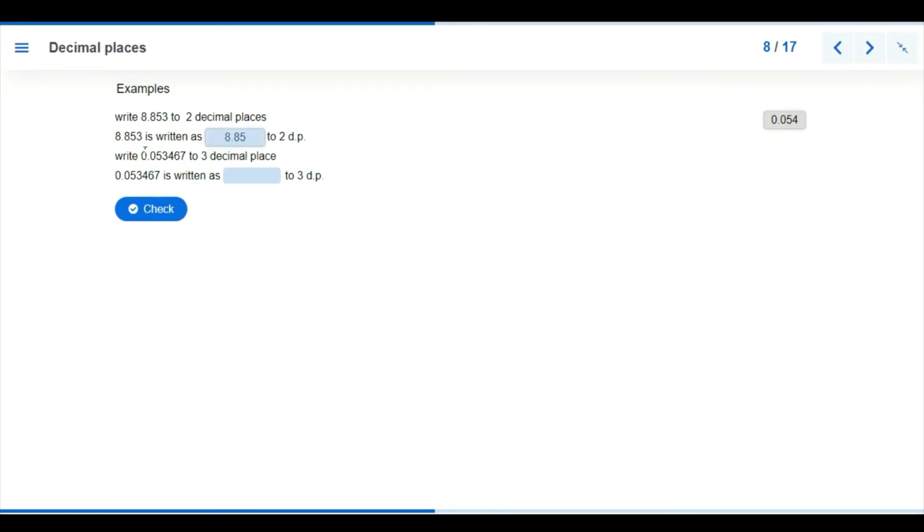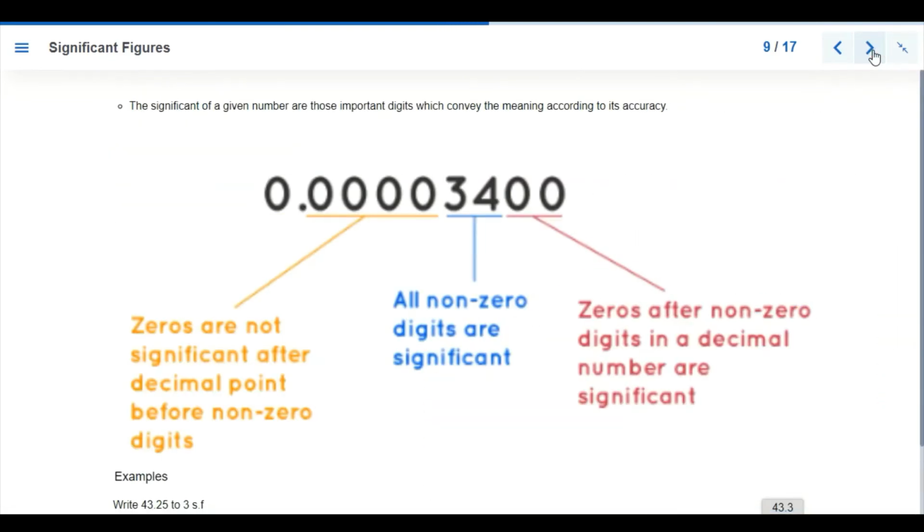And if you look at this, this is to 3 decimal places. That implies that after the decimal point, we can only have 3 figures, because we are rounding up to 3 decimal places. So by the time we round that up, it will give us 0.054. So let's check. I think we are right. So let's look at the next one here, which is significant figure.